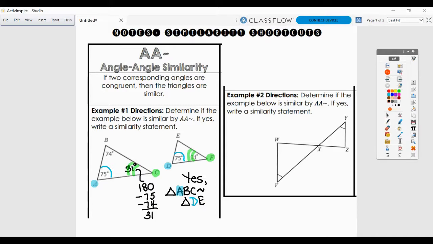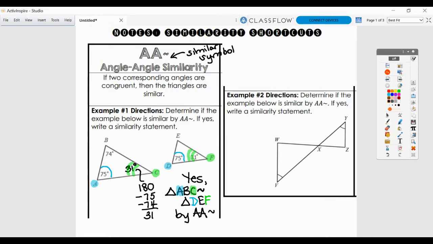And then C went with F. Those are my green ones, the ones that were 31 degrees together. So it has to go in that order. ABC is similar to DEF if I wrote it that way, ABC in the beginning. We say yes, triangle ABC is similar to triangle DEF by angle-angle similarity. And just so you know, when we see these squiggle marks, that is our similar symbol. So just a reminder, that is the symbol for similar.